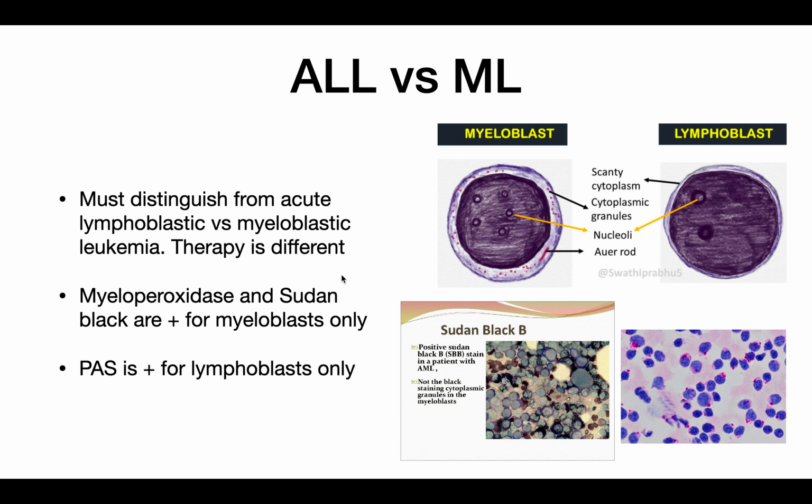Okay, so you want to distinguish the acute lymphoblastic leukemia versus the myeloblastic leukemia because the therapy is different. You test the myeloperoxidase and Sudan black for the myeloblasts because they're positive for only the myeloblast, while the PAS is for the lymphoblast. Otherwise, you can kind of eyeball it. They are kind of similar looking though, in my opinion. I would have just used different stains.